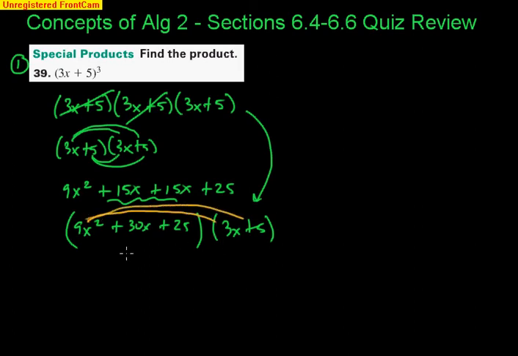So 9x squared times 3x, 9 times 3 is 27. X squared times x is x cubed. 9x squared times 5, 9 times 5 is 45. The x squared is an x squared still. And that's the 9x squared, done.